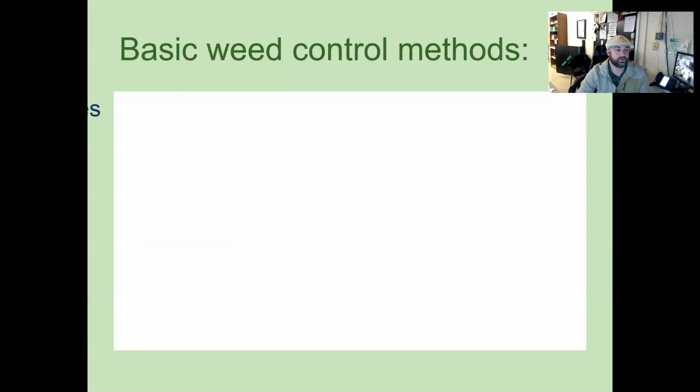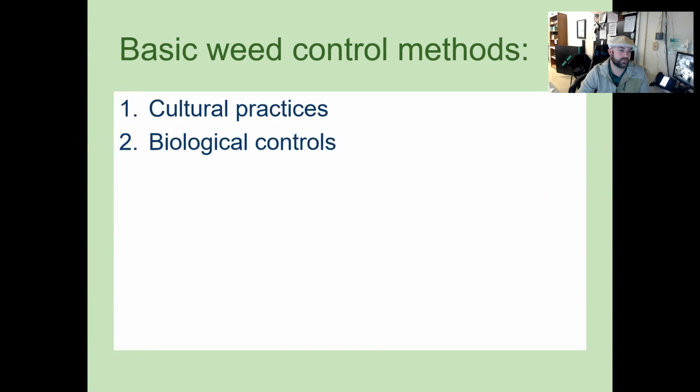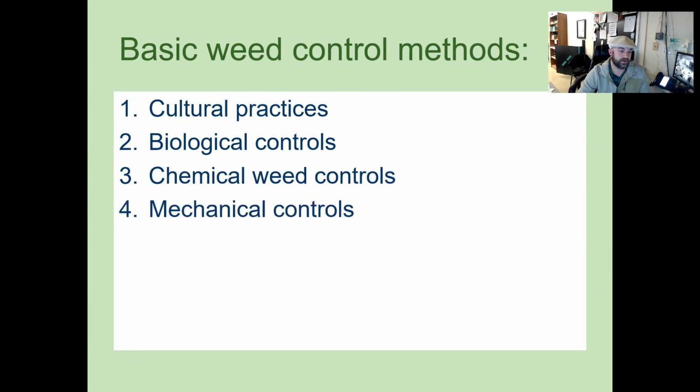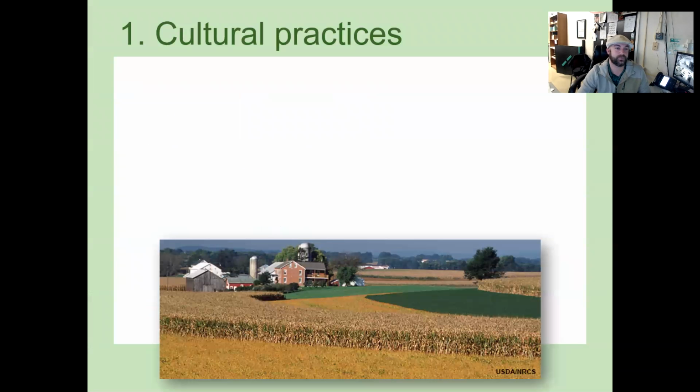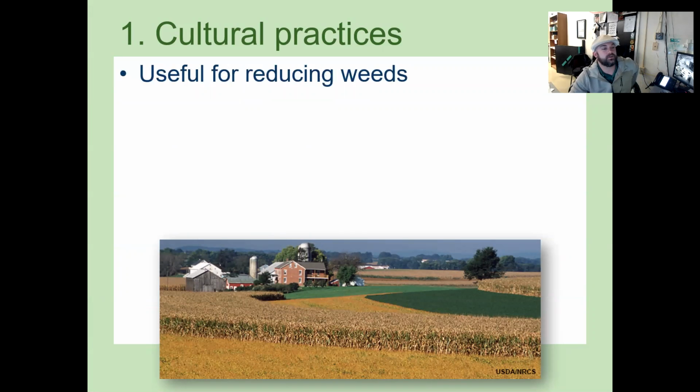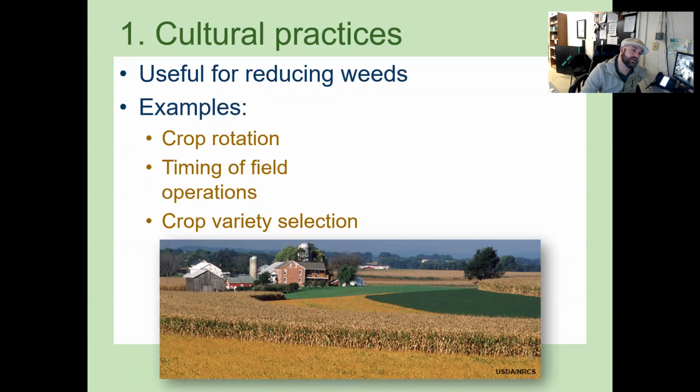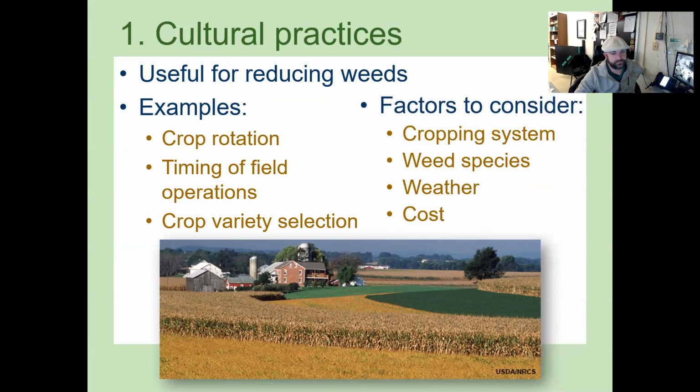So some basic weed control methods: cultural practices, biological controls, chemical weed controls, and mechanical controls. So let's talk about our first one, cultural practices. Useful for reducing weeds. Some examples of this would be crop rotation, timing of field operations, and crop and variety selection. And some factors to consider would be cropping system, weed species, weather, and cost.